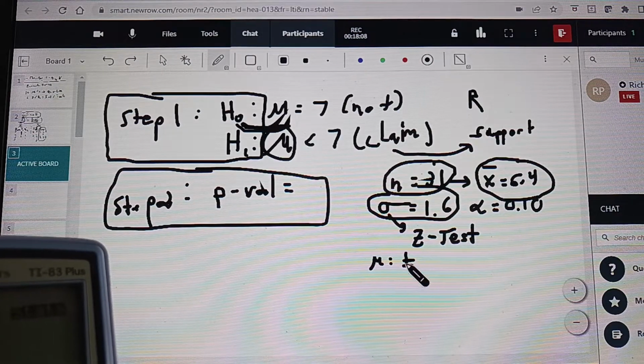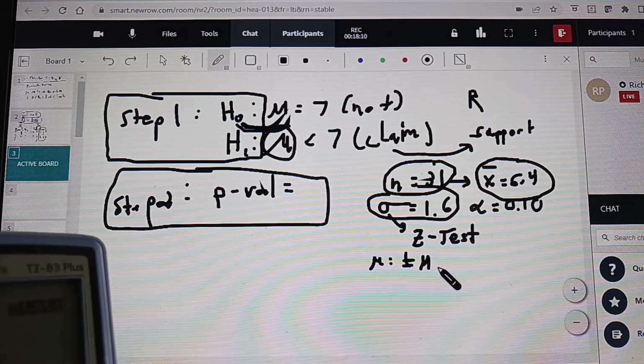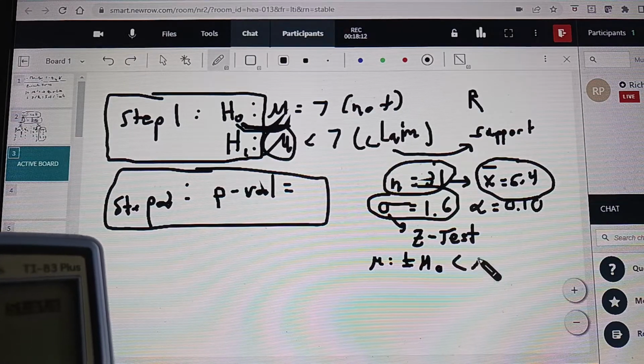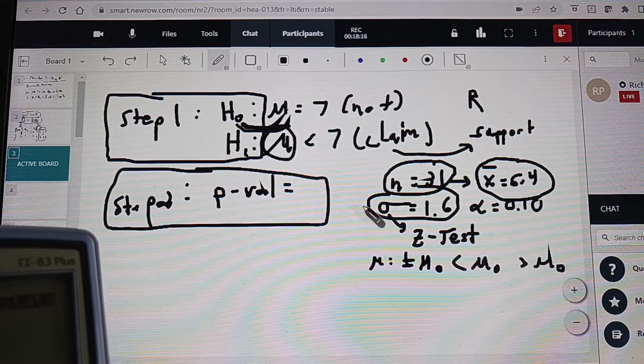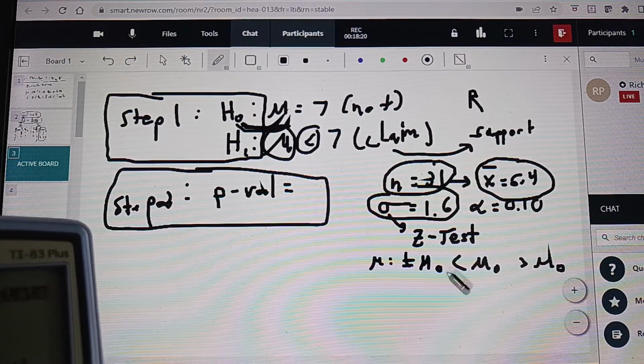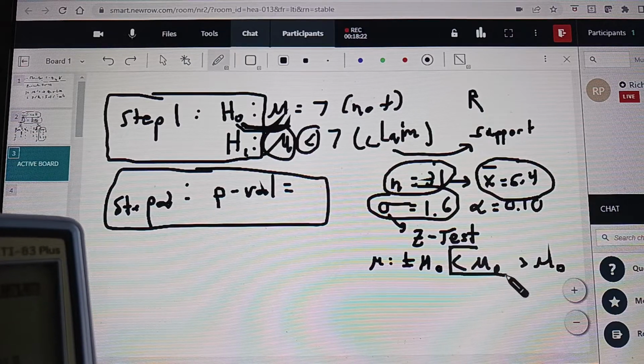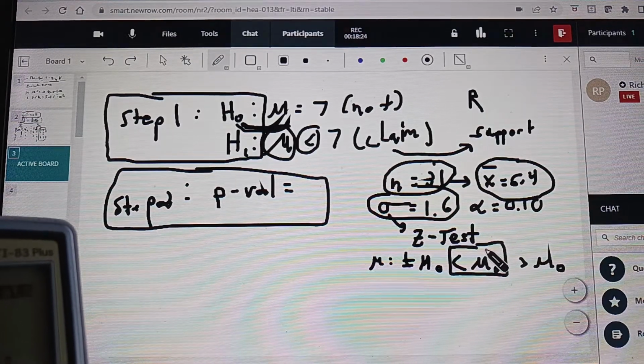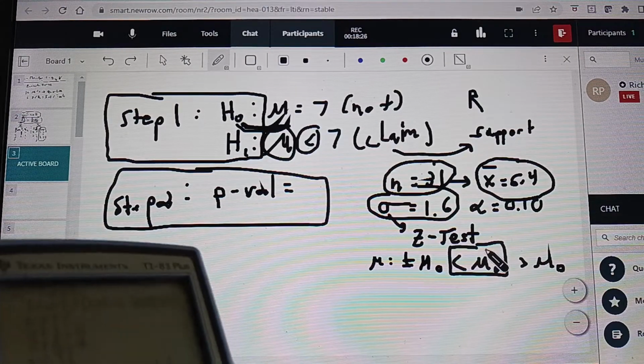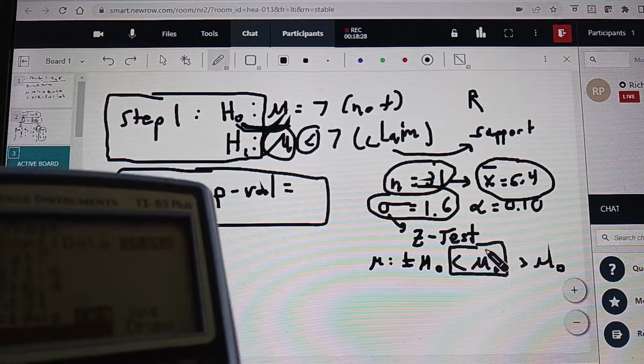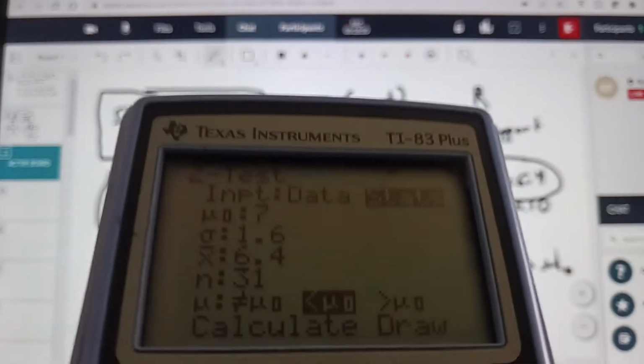And then you have to tell your calculator, is the mean not equal to the one in the null hypothesis, less than the one in the null hypothesis, or greater than that value? In other words, they want this right here. That's less than, which is this middle one. That tells the calculator which alternative you had. And then you hit calculate.